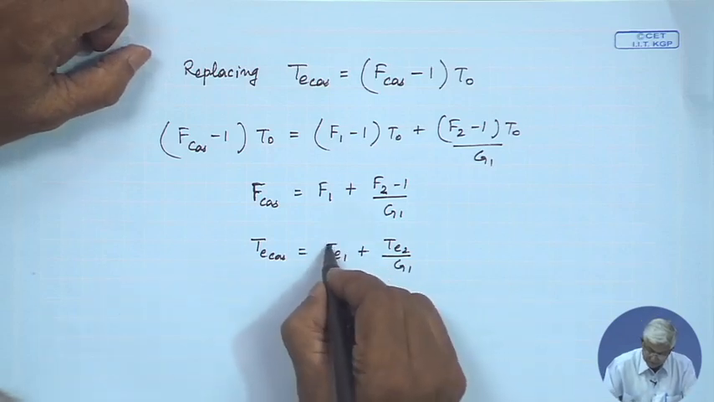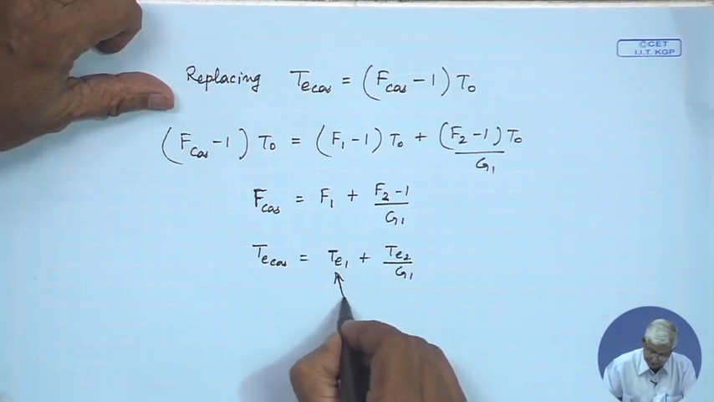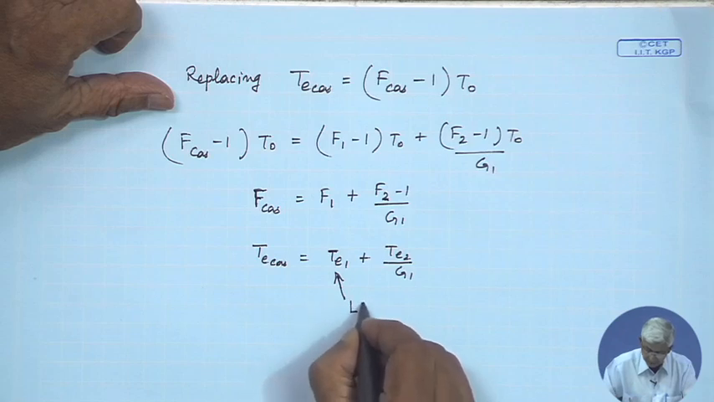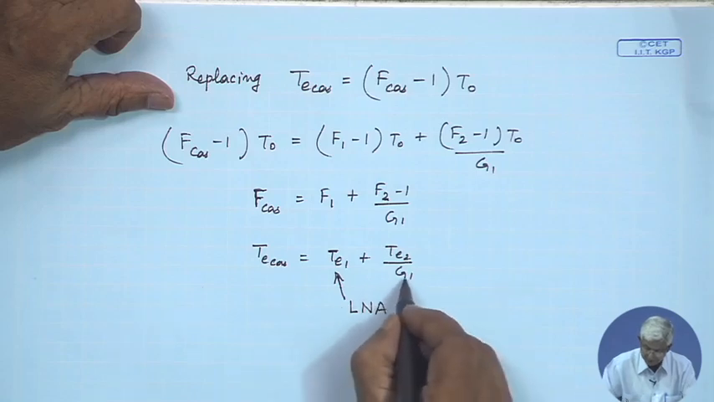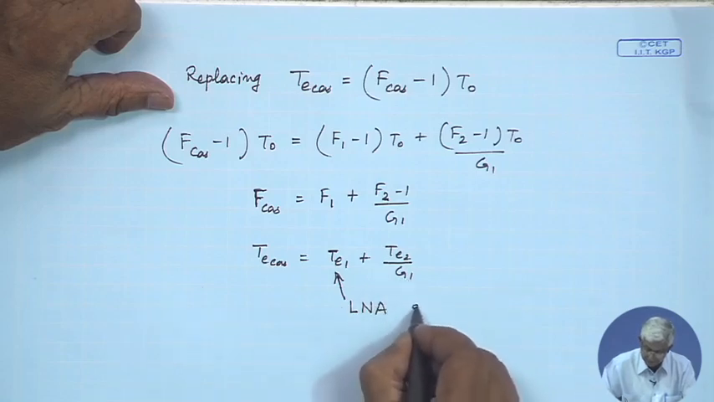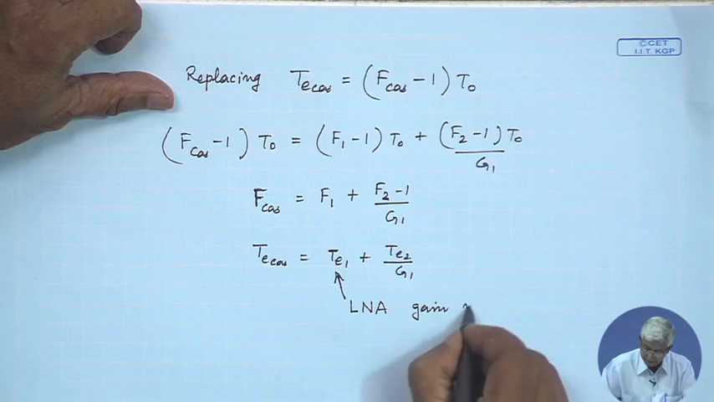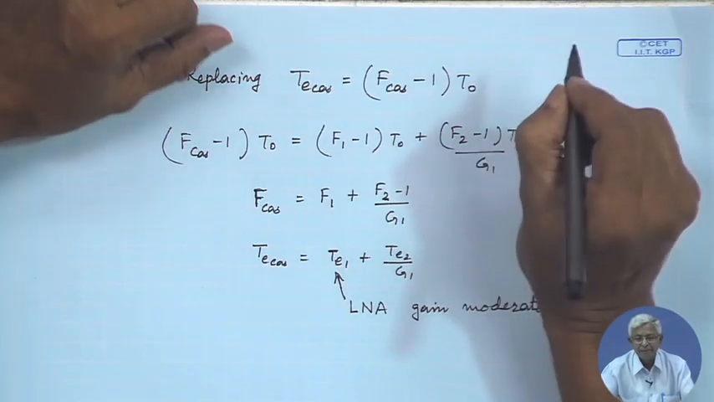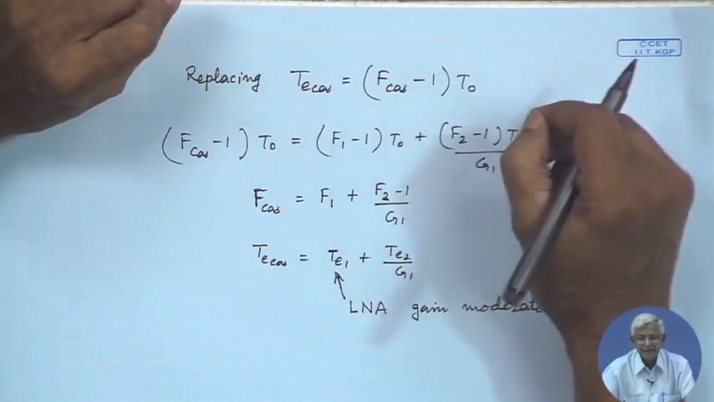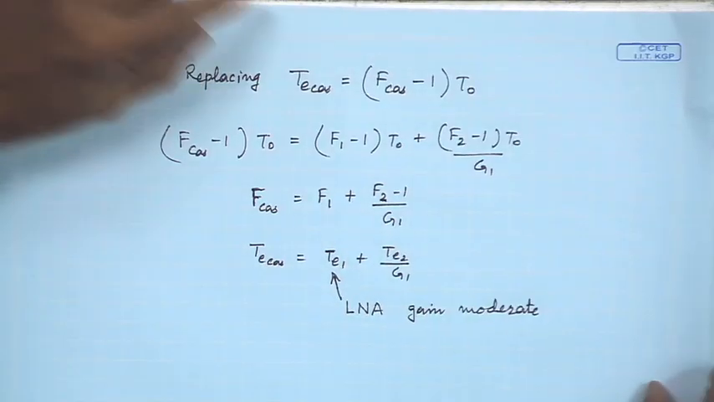So, the first stage noise temperature should be low, that says this should be a low noise amplifier, and the low noise amplifier gain should be moderate. If you remember, in our space system we have said that LNA gain is roughly of the order of 20 dB, and subsequent gain can be higher. That particular LNA has to have low noise temperature or low noise figure.